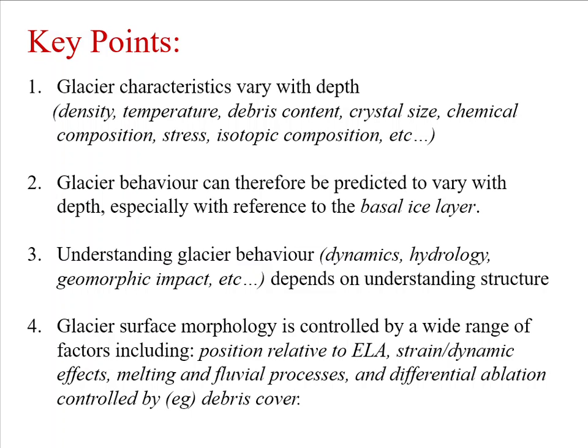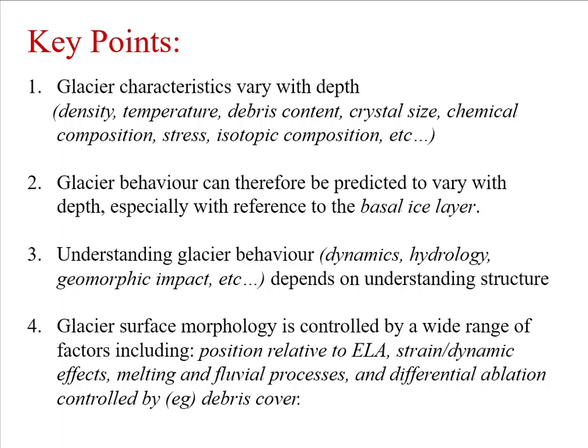So what are the key points that we're going to be making? Well, the first key point is that the characteristics of a glacier vary with depth through the glacier. The surface is different from the interior, which is different from the bed, but there are a lot of different characteristics that vary. I'll talk about some of them in detail. The others you can read up on in the basic text.